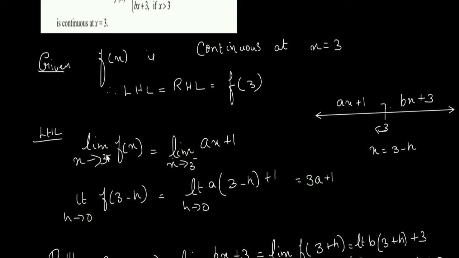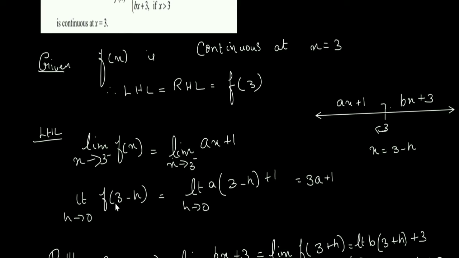So left hand limit is limit x tends to 3 minus of f of x. Left of 3, the function is ax plus 1. If x is less than 3, we replace x by 3 minus h. We have to take a number very close to 3 but left of 3. So x is 3 minus h, so f of 3 minus h.